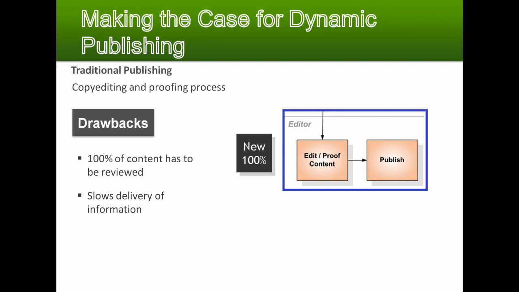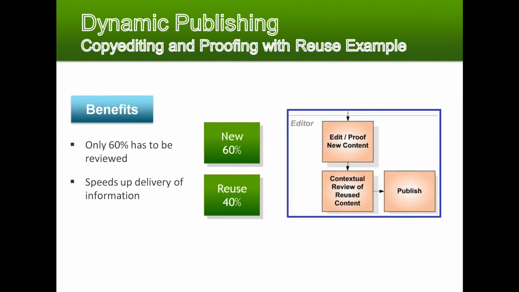The cost of the editing and proofing task is also reduced. In the old process where there's no content reuse, the editor has to proof 100% of the content. In a process with reuse, the editor has a lesser amount of new content to edit and proof, 60% instead of 100%. The reused content has already been edited and proofed, so they only have to perform a contextual review of the reused content. And the editing and proofing process with reuse is therefore much lower cost than the process without content reuse.